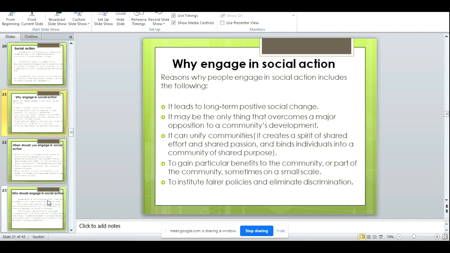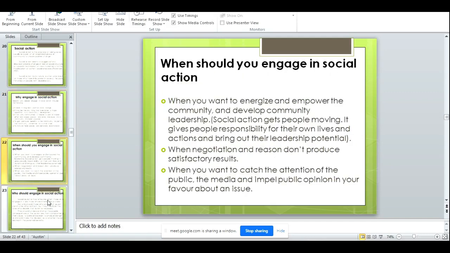It can also unify communities. It creates a spirit of shared effort and shared passion, and binds individuals into a community of shared purpose. Another reason is that it helps to gain particular benefit for the community or part of the community, sometimes on small scales though, and also to institute fairer policies and eliminate discrimination in the community. So when should you engage in social action?